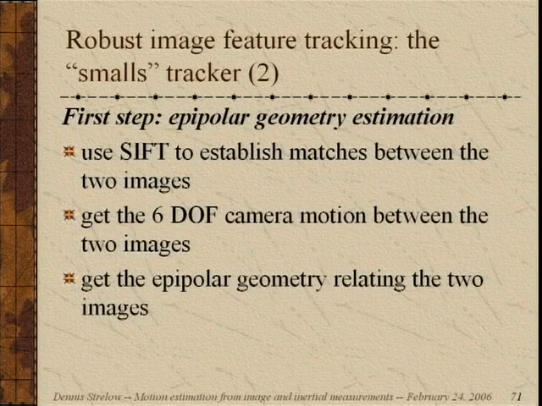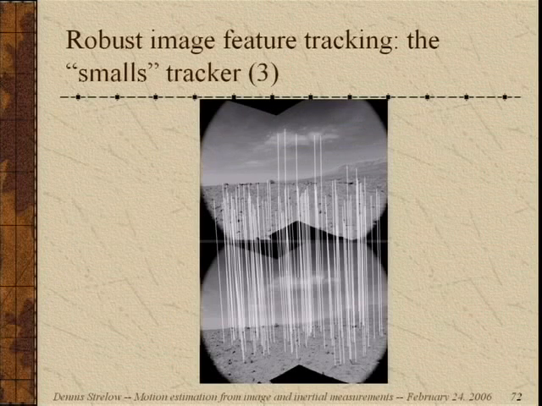Okay, so it's 4 steps, and I'll try to be brief here. The first step is estimating the epipolar geometry of every pair of images. We'll use SIFT to establish tentative matches between 2 images. We'll estimate, using just a 2-frame bundle adjustment, the relative motion, meaning rotation and translation, between those 2 images. And then we'll get the epipolar geometry relating those 2 images. What I mean by that, I'll say quickly here.